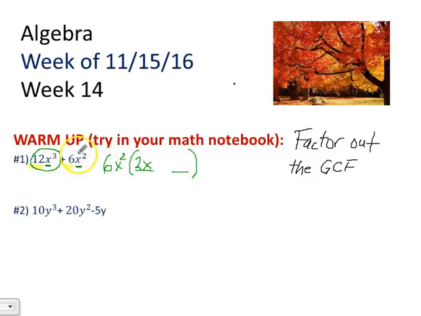And then what about 6x squared? How do we get that? Well, we're already there, aren't we? If we want to get 6x squared, we've got 6x squared. So we just need to put a placeholder of 1. 1 times 6x squared gives us 6x squared. So that is fully factored out.